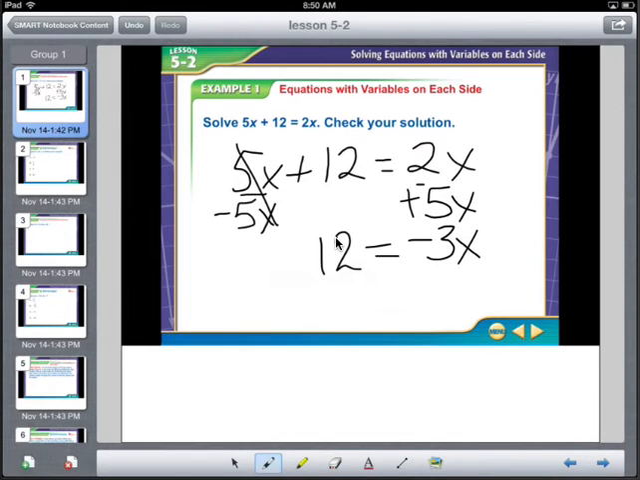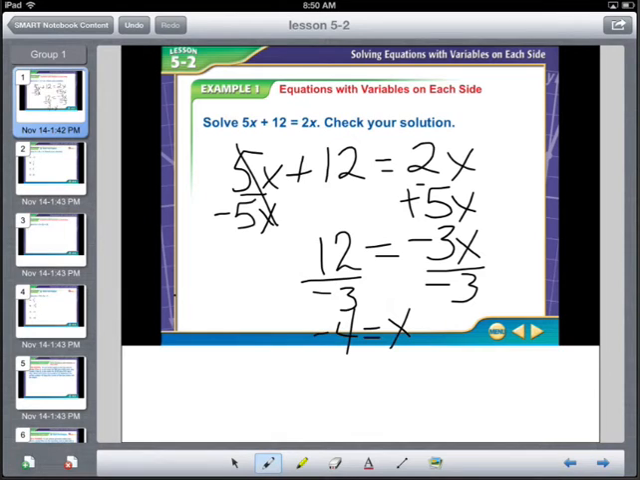Now this should be an equation that looks very familiar to you, and you should be able to solve that easily. I'm going to get the x by itself, what's attached to it, times negative 3. So I'm going to divide by negative 3. And 12 divided by negative 3 is a negative 4 is equal to x.